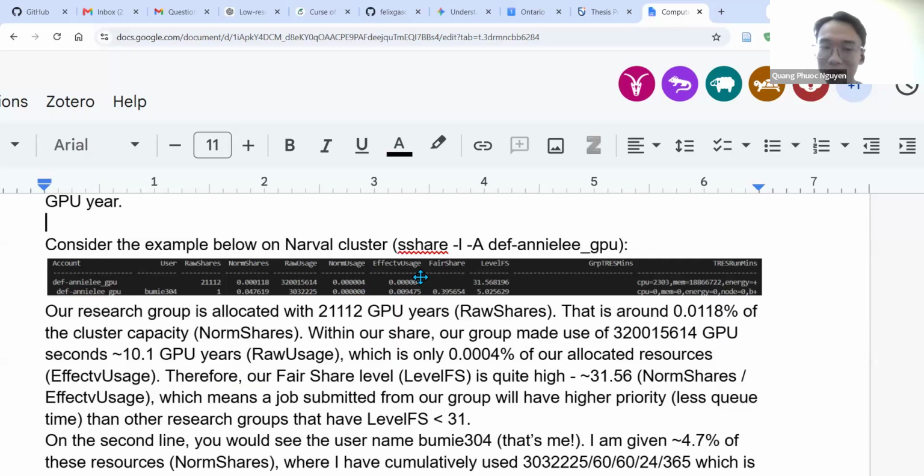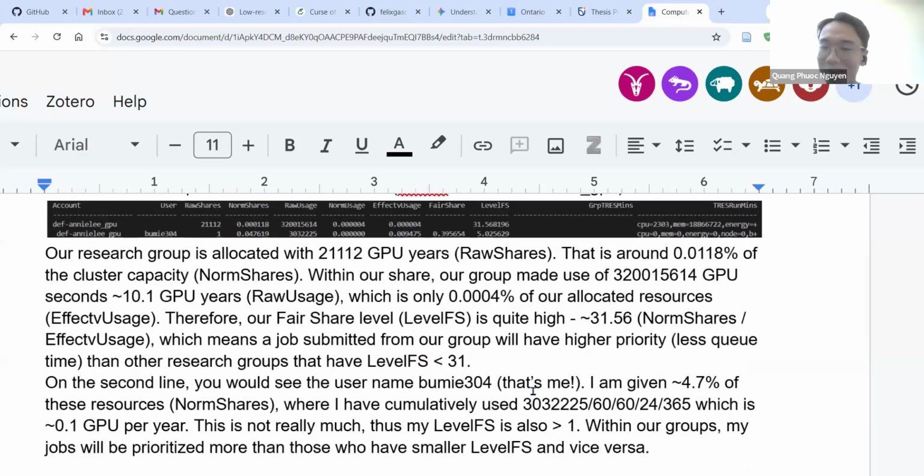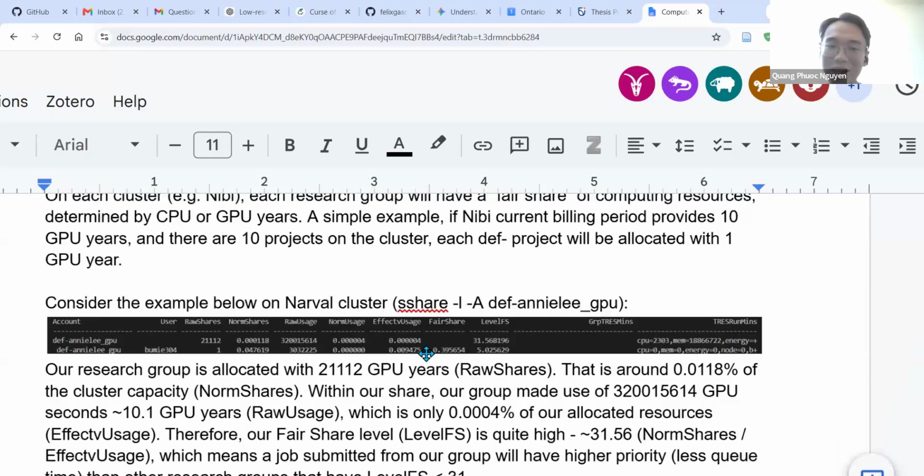So that is research group level of computing resource allocation and fair share. Moving to user level. So right now you are only seeing one user, which is me. The second line will demonstrate my priority within our research groups. I have done the math here, in case you want to take a look.